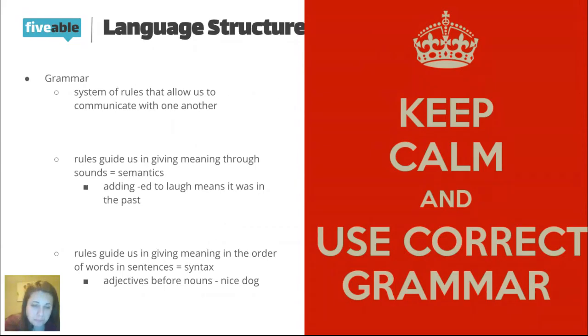On the other hand, we have syntax, which is how we put all of the words together. So semantics deals a little bit more with individual words, and syntax deals a little bit more with the bigger picture. For example, when we speak, we say "the nice dog." The adjective goes before the noun. And that's just a standard rule across English when we speak. We always put the adjective before the noun.